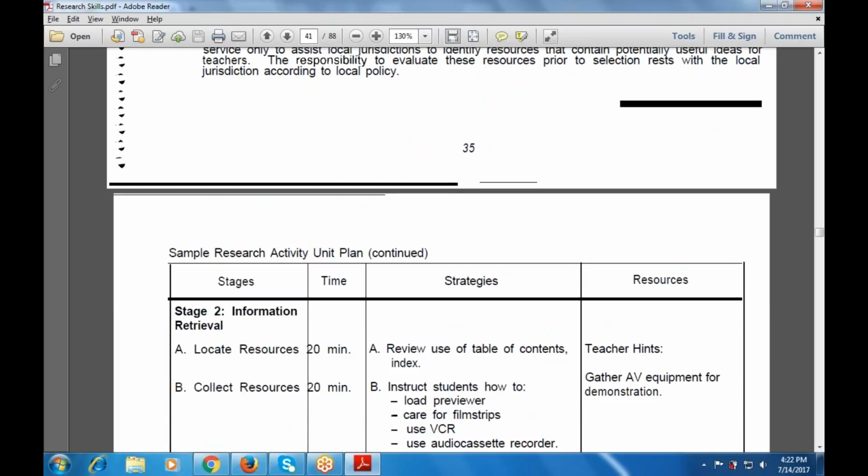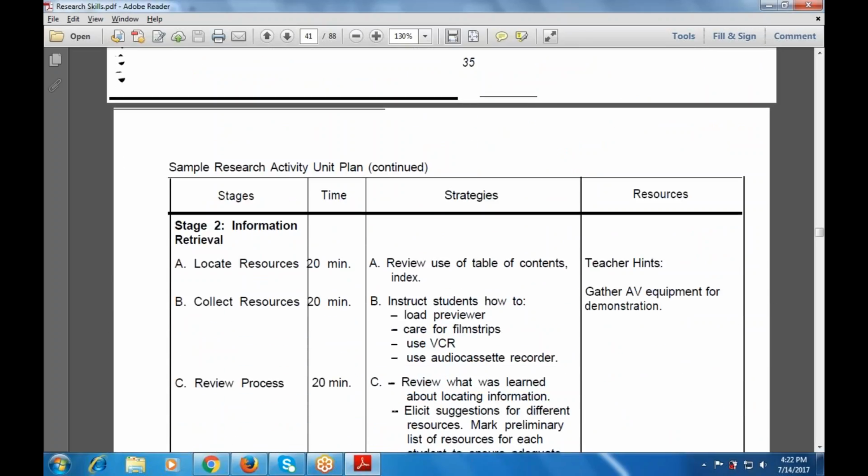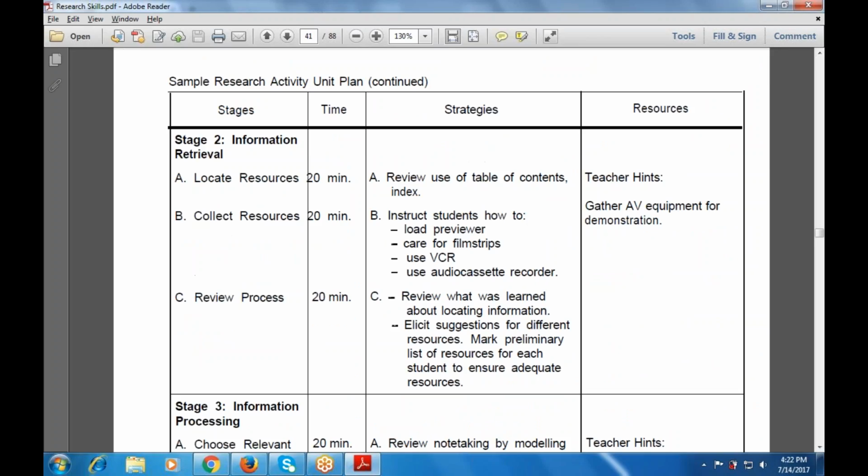The next is the sample research activity plan. First is information retrieval, locate resources, 20 minutes. Review use of the table of contents and index. Then collect resources, also 20 minutes. Instruct the students how to load the preview. Care for film strips. Use the VCRs and audio cassette recorders.